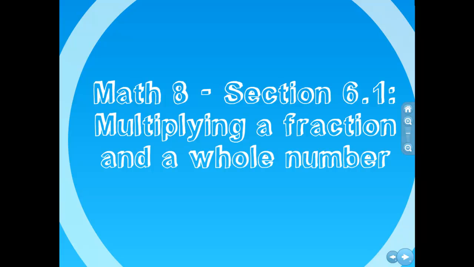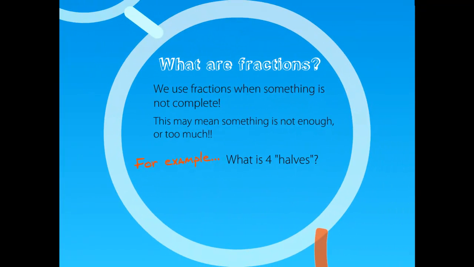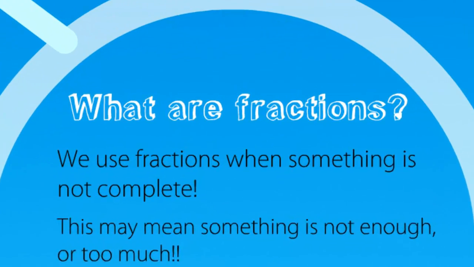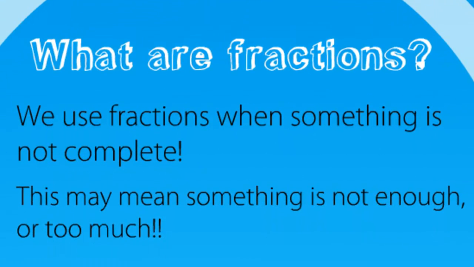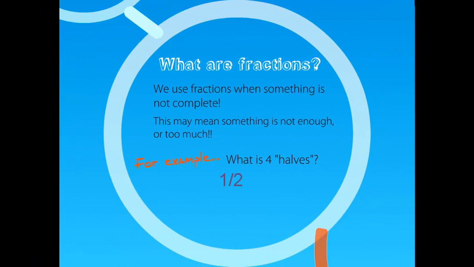Today we're going to be doing section 6.1, multiplying a fraction and a whole number. So first things first, let's review what a fraction is. Well, a fraction is when something is not a whole, meaning that it's incomplete or a spillover. So for example, half, which is 1 over 2, is a fraction. So are numbers like 6 over 4 or 7 over 8.